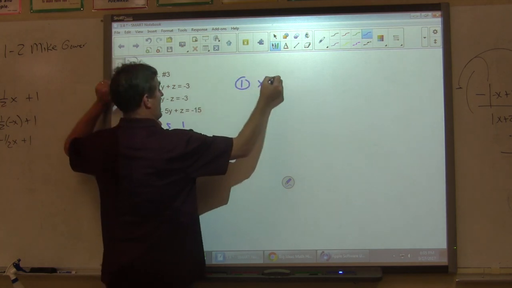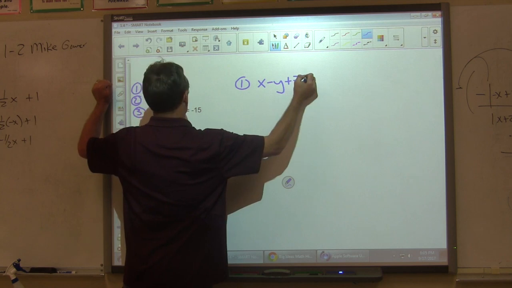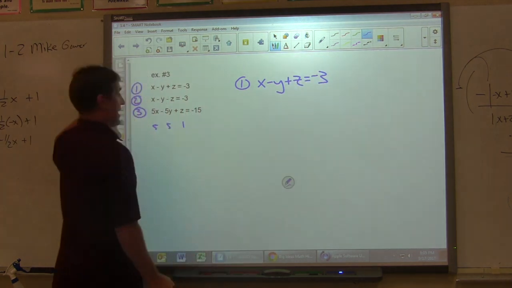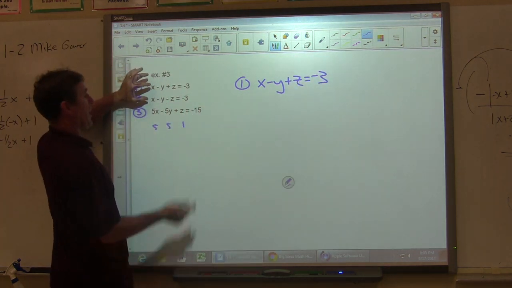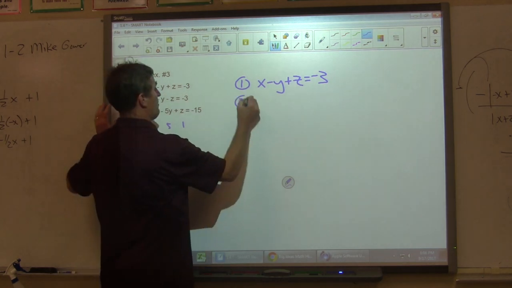So now, in this case, since they're already opposites, I don't need to multiply either equation by anything. I can just keep them the same.